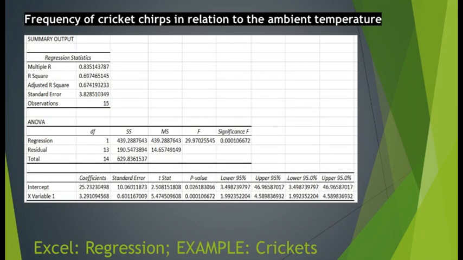This Excel output is an example of a regression analysis on the frequency of cricket chirps in relation to the ambient temperature. To determine if there is a significant relationship between the two variables tested, you look at the Significance F value, which is assessed the same way you would a p-value. In this case, based on any of the standard alpha levels, the results are significant, so you reject the null hypothesis of no difference, and accept the alternative hypothesis that there is a correlation between cricket chirps and ambient temperature.